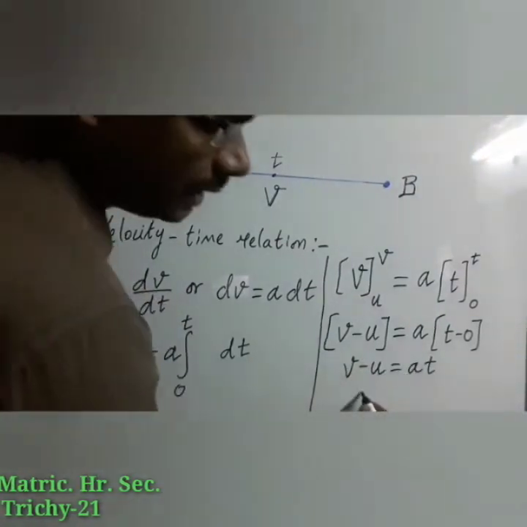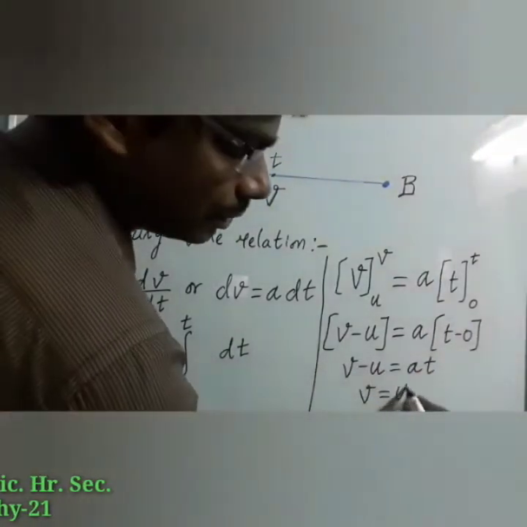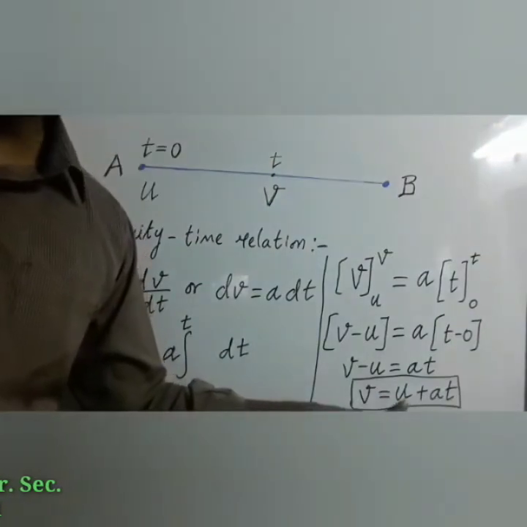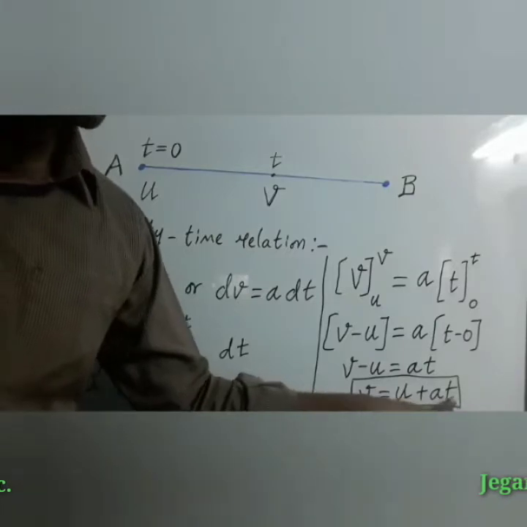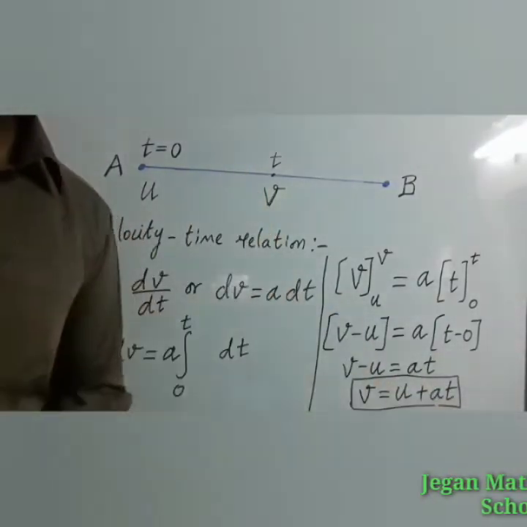And what is the value of v? v is equal to, u can be taken that side, u plus at. If you know the initial velocity and acceleration value at the particular time, what will be the velocity of the object, that can be found with this first equation.